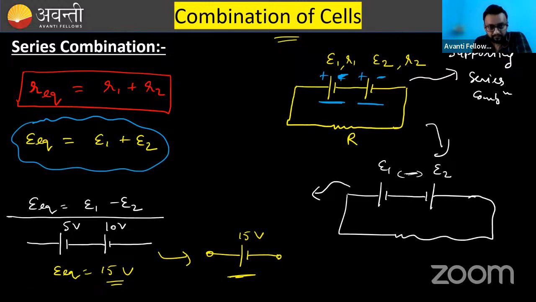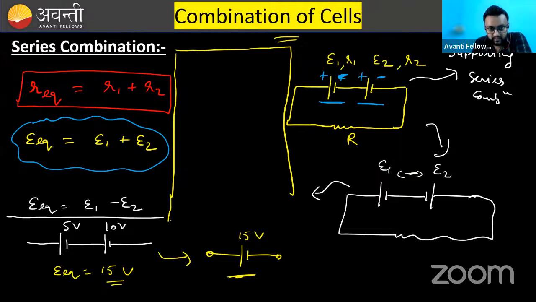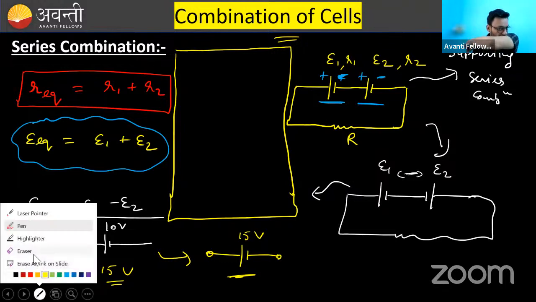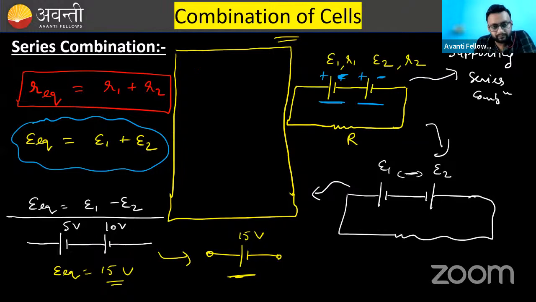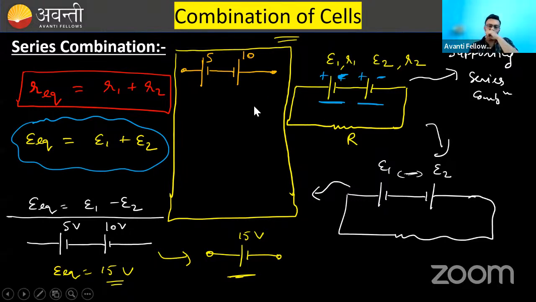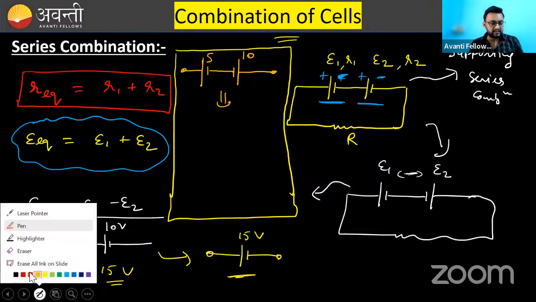Now, again, if I ask, I'm writing it in a congested manner. I hope you are with me in this situation, so you can understand whatever I am writing. Listen, let's suppose in the same diagram above, I change the polarity of the other, this was 5, this was 10. Now you can see that they are opposing each other. Then what will be the equivalent EMF of these cells, this combination?